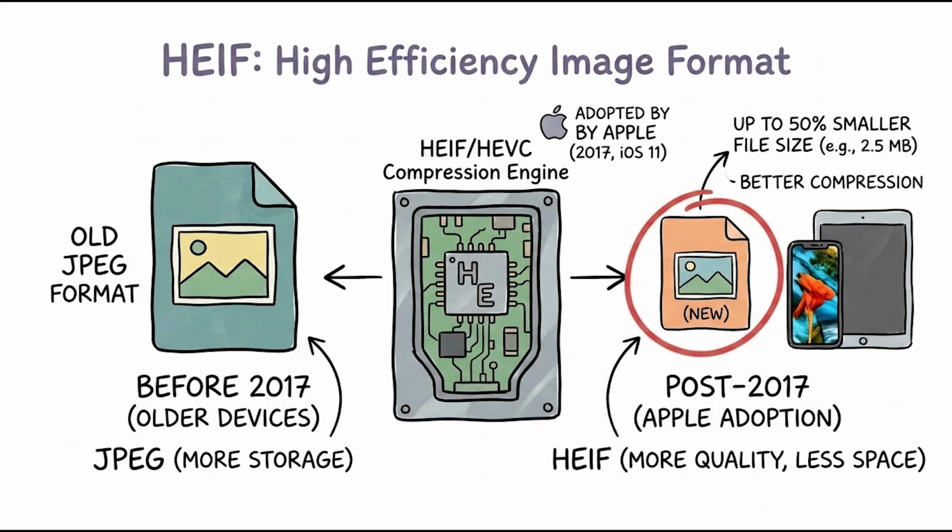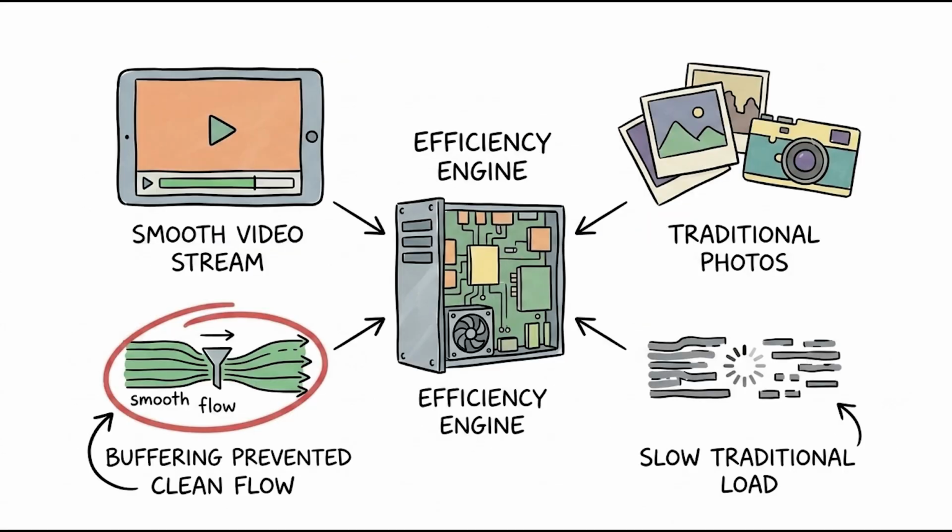HEIF. If you've taken a photo on an iPhone in the last few years, you've already used this without knowing it. HEIF stands for High Efficiency Image Format. Apple adopted it in 2017 with iOS 11. It uses the same compression technology behind modern video codecs like HEIF. That's like giving your photos the same efficiency tricks that keep streaming video from buffering.